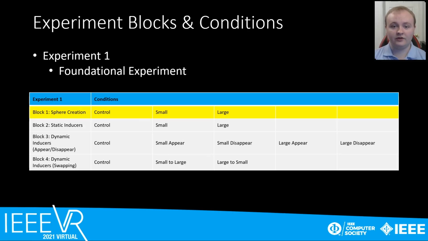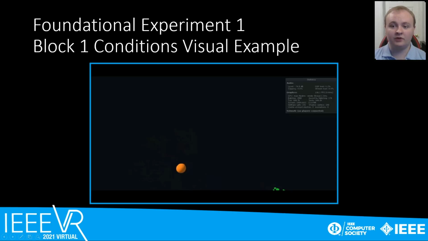In experiment 1, there's the judgment task, which shows in block 1 as sphere creation, and it includes control, small, and large conditions. Experiment 1 is foundational to experiments 2 and 3. Therefore, we have a visual example of the blocks and conditions used in experiment 1.